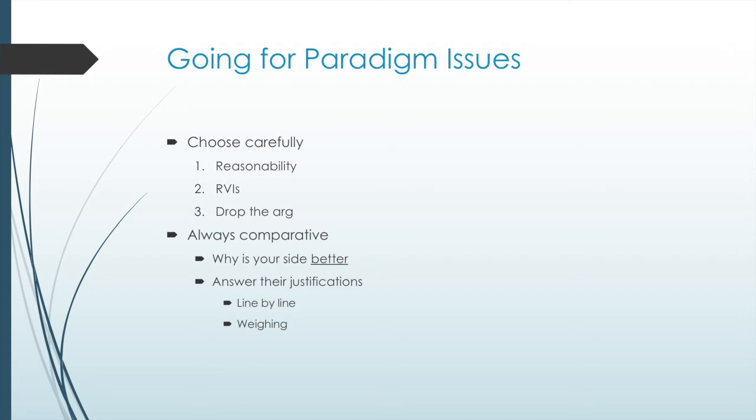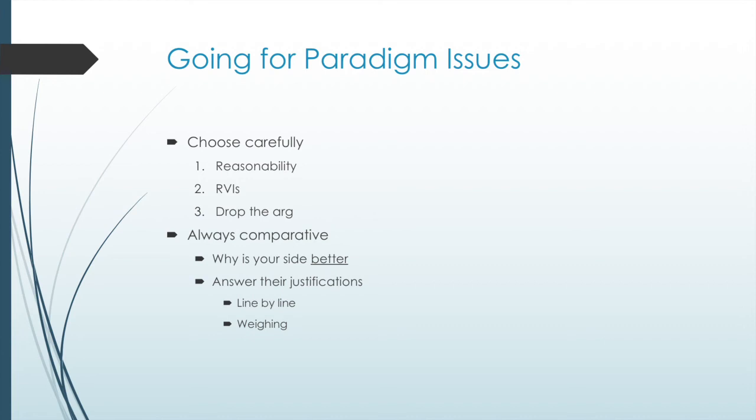If you have time to go for paradigm issues, you should probably go for reasonability first, then RBIs, then drop the argument. This is not a hard and fast rule, but I can explain my logic behind advising people this way. I think reasonability in competing interps is probably the first paradigm issue to go for, because it controls whether or not you are winning the T-theory debate. So if you win RBIs, if you win that you win the round, if you win the shell, but you didn't win the paradigm issue that enables you to win the shell most effectively, then the RBIs are kind of useless.